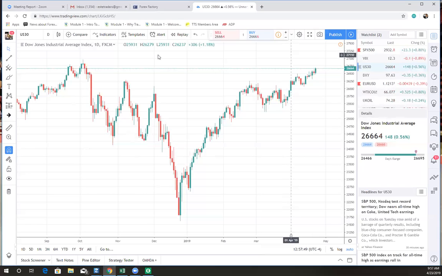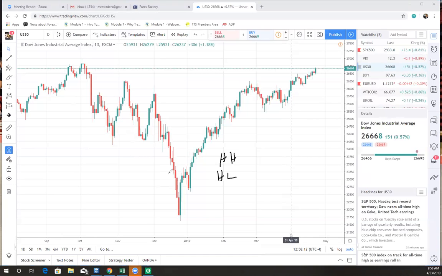Well, let's define an uptrend. What is the definition of an uptrend? Higher highs and higher lows. Bingo, higher highs and higher lows. So that being said, there's only four parts of the sequence: higher highs and higher lows.